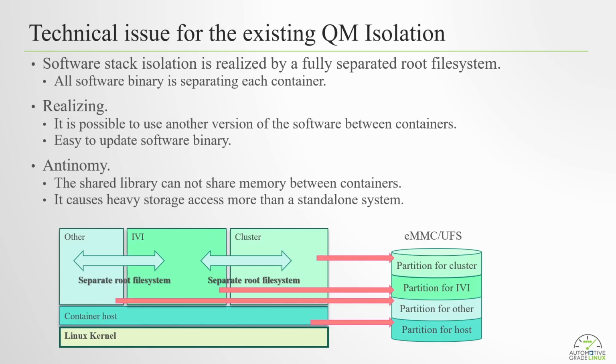Software stack isolation is realized by fully separated root file systems. All software binaries are separated in each container. At this point, it is possible to use another version of the software between containers, and it's easy to upgrade software binaries. But the drawback is that shared libraries cannot share memory between containers, and it causes heavier storage access than standalone systems.